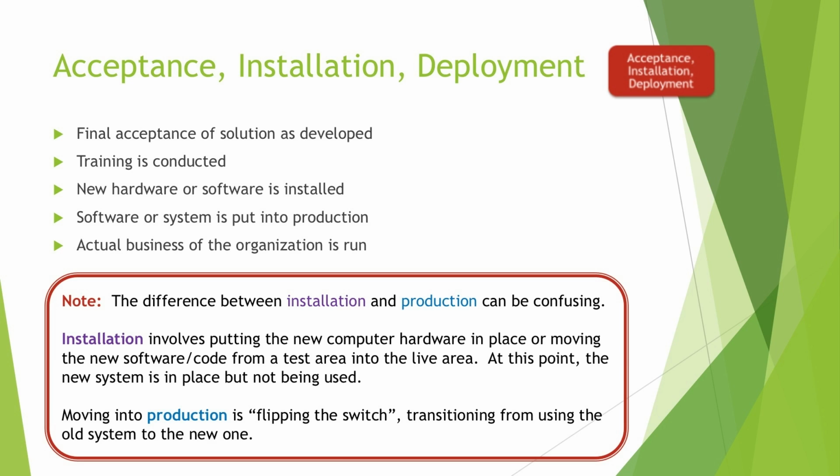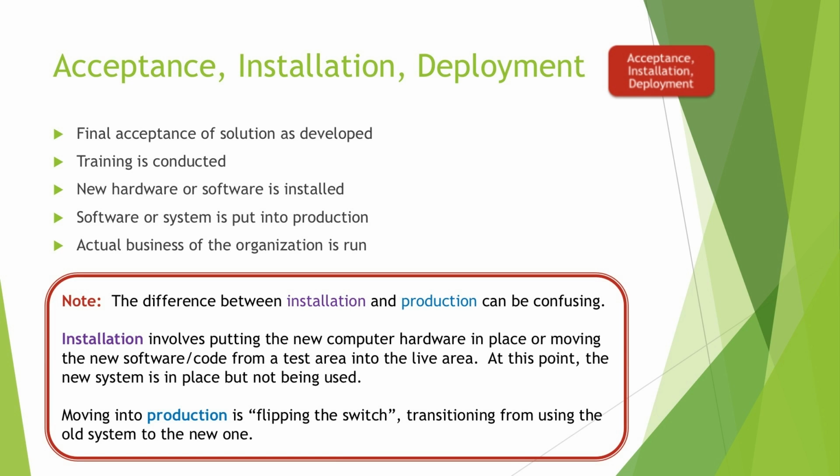The next phase is acceptance, installation, and deployment. So at this point, final acceptance of the solution is given. This is where the stakeholders look at your results of having developed the system, your test results, whether you're ready to move forward to deploy, etc., and give you a go-ahead to do the install. Training is also conducted during this phase. And then new hardware or software is installed. So this is where you go and put the hardware out to where it needs to be located, or move software from the test environment into your live environment.